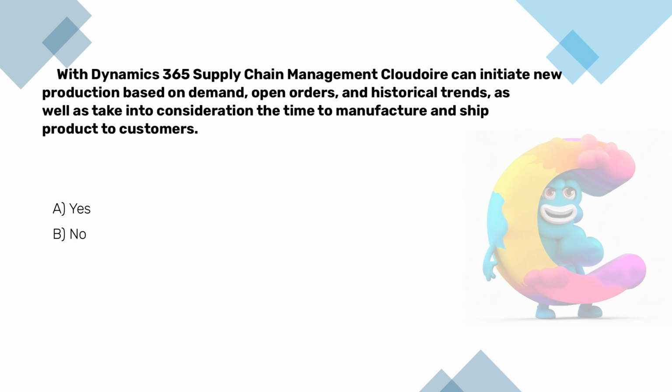With Dynamics 365 Supply Chain Management, we can initiate new production based on demand, open orders, and historical trends, as well as take into consideration the time to manufacture and ship product to customers. Is it correct? Okay, now pause the video here, have a bit of think, and then continue when you are ready. Yes, you can.